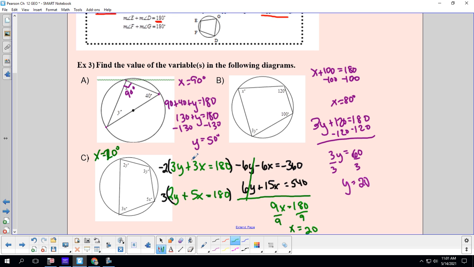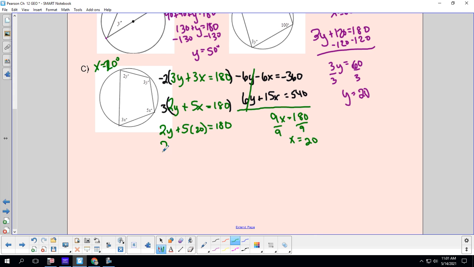So we need to pick one of these guys. Let's go ahead and pick the second one. So we got 2y plus 5 times 20, because we know that now, equals 180. 5 times 20, oh, I know that is 100, equals 180 minus the 100 from both sides. 2y equals 80, divide by 2, and y equals 40. Woo! That's good stuff.